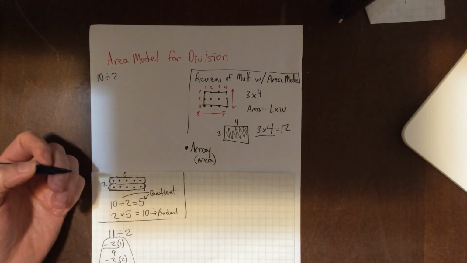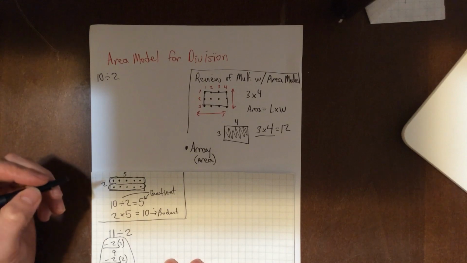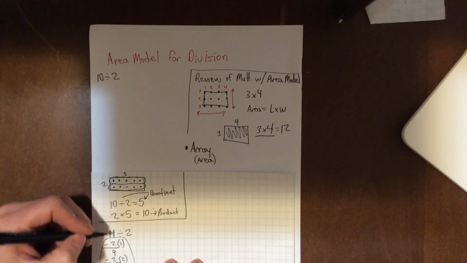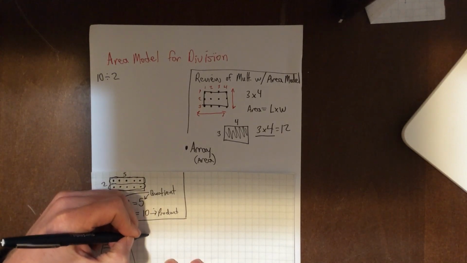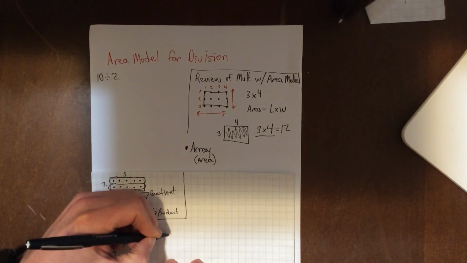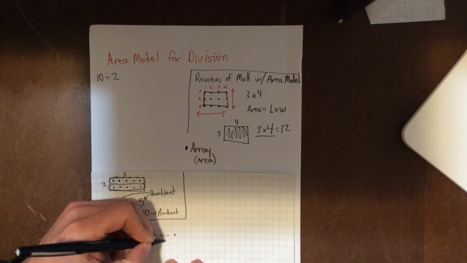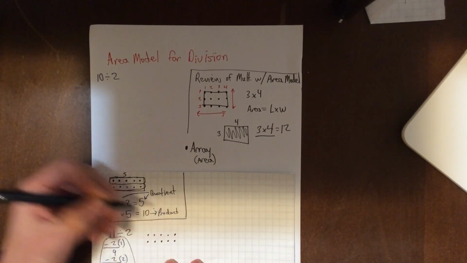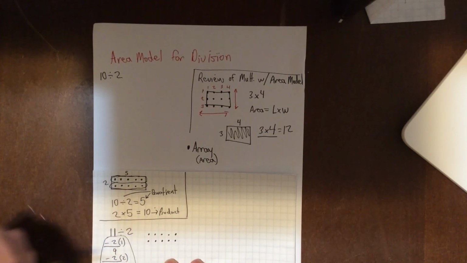We could also think of this as an array, right? But can we make a square or rectangle with 11? Let's see here. 1 2 3 4 5. 1 2 3 4 5. So I know that's 10. Can I add 1 anywhere in here to make an array?